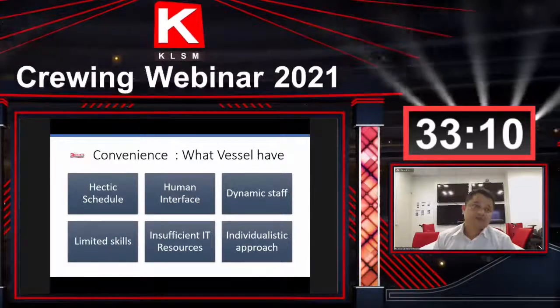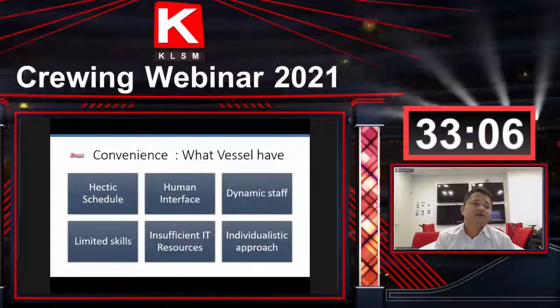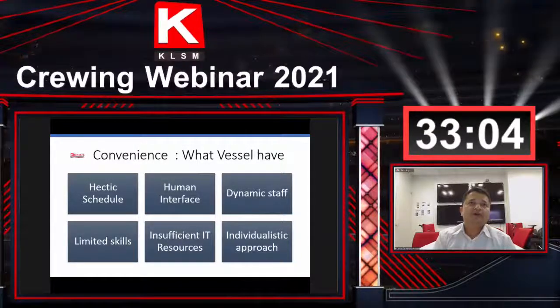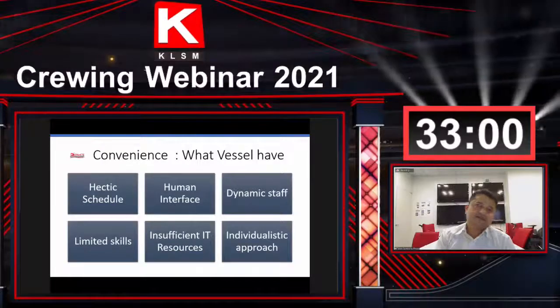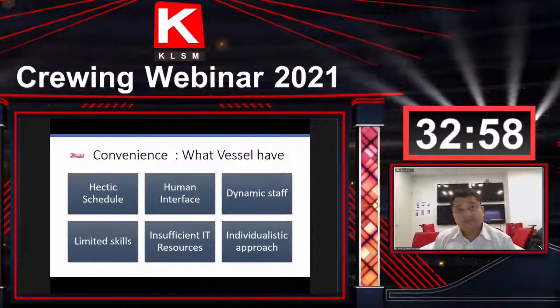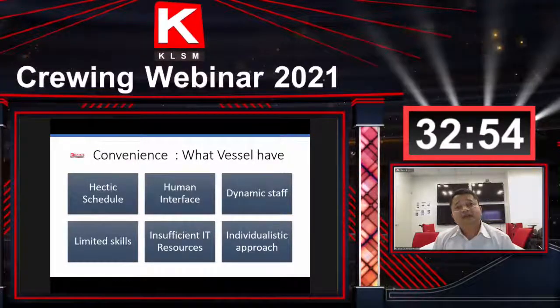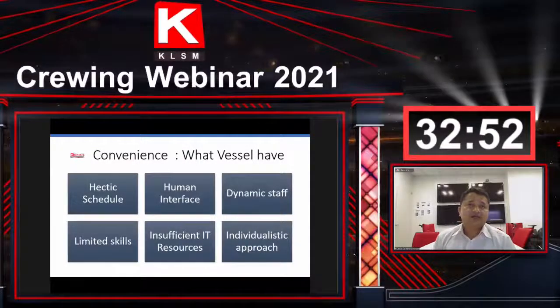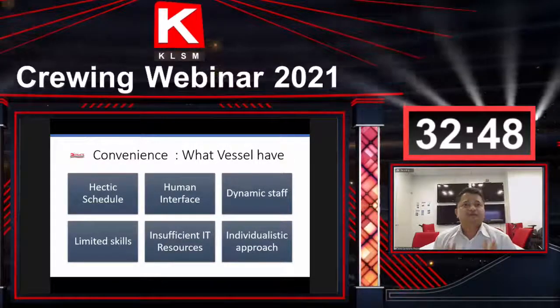Dynamic staff. Even if you have a person who is not very good in response, you train him for 3 months, then he signs off. You have another person. Then you have to train that person also. So dynamic staff. Limited skills. What are skills? New officers, not experienced. You have to train them. So that is the practical thing.